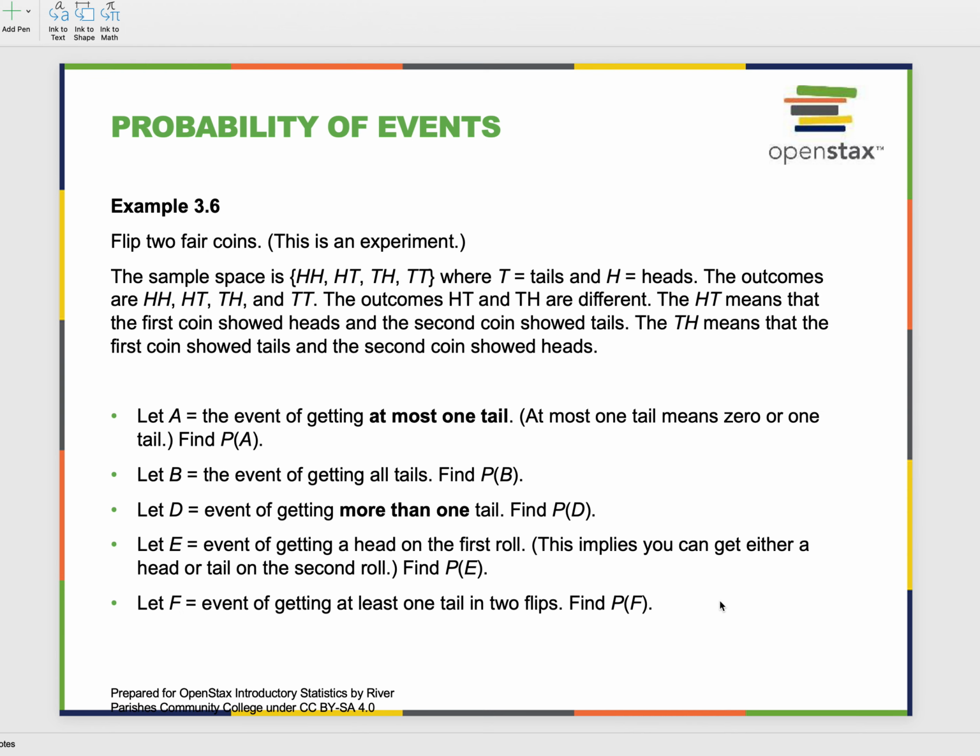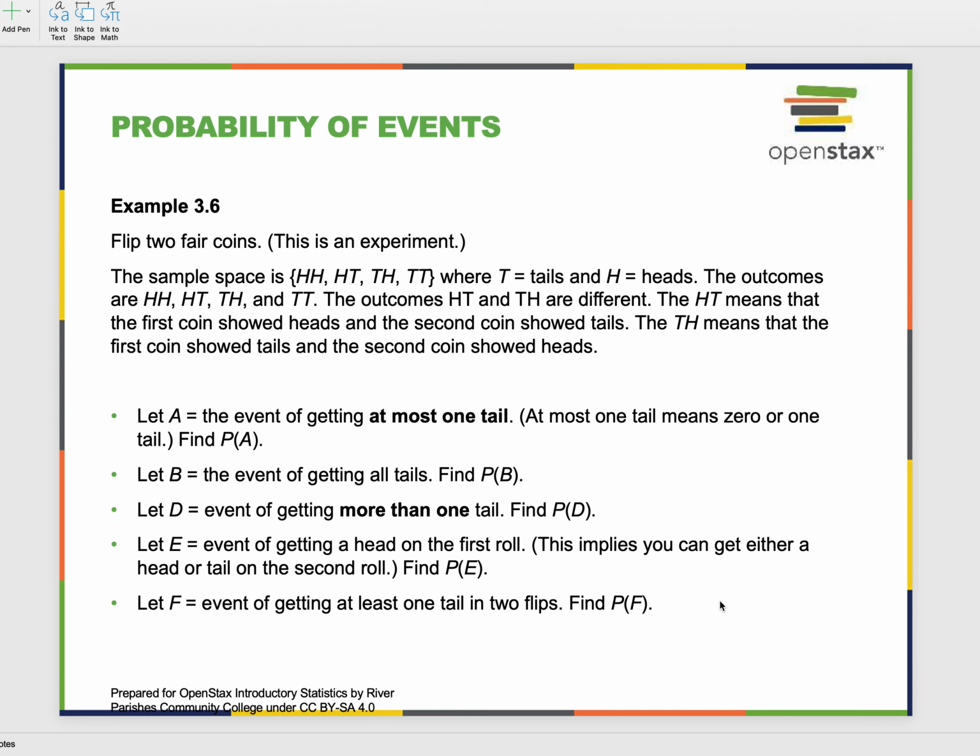Okay, so here's an example. Flip 2 fair coins. This is an experiment. We don't care that one's a dime and one's a penny. The sample space is HH, HT, TH, TT, where H equals heads and T equals tails. The outcomes are those letters that we just talked about that are in that set. The outcomes HT and TH are different. HT means that the first coin showed heads and the second coin showed tails. TH means that the first coin showed tails and the second coin showed heads.